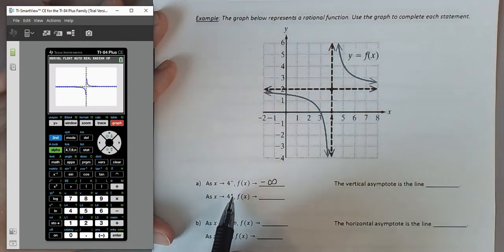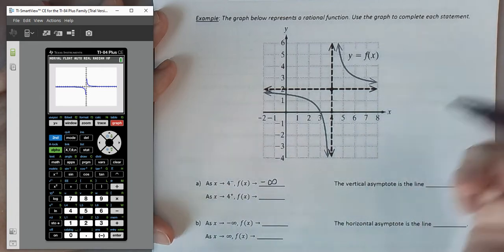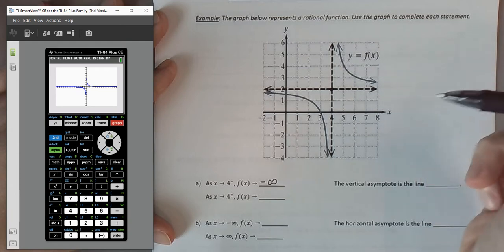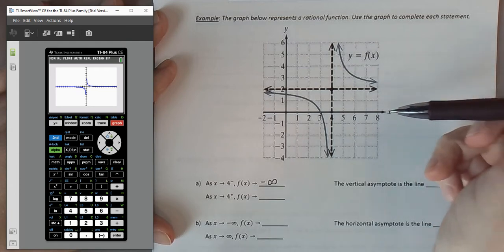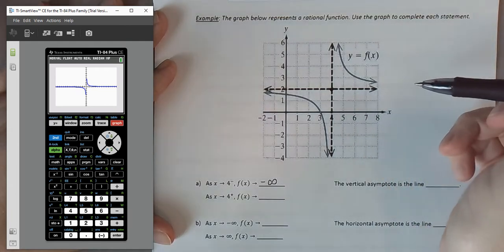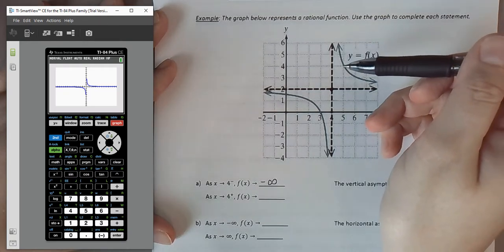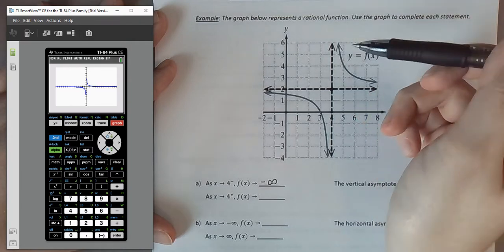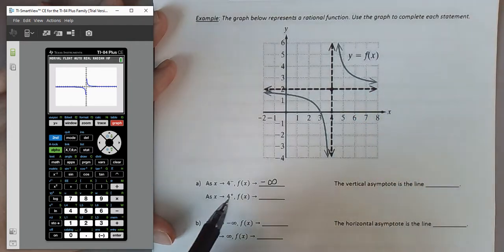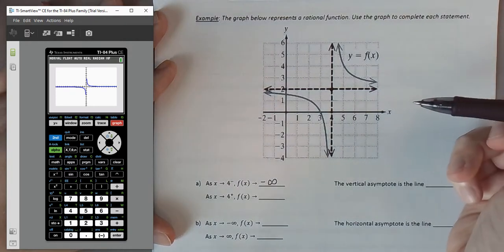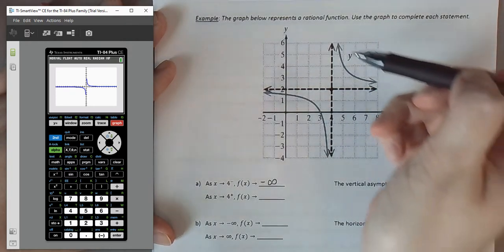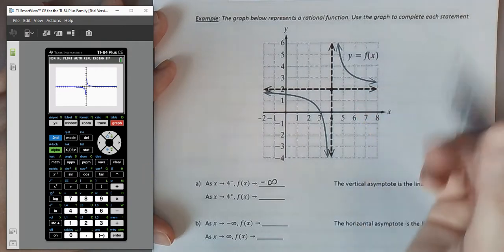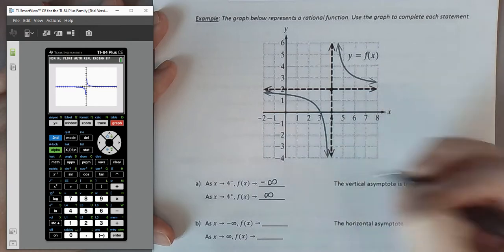Now as x approaches 4 from the positive side, in other words, as we trace the graph going from right to left, starting at big positive numbers going towards 4, what's happening to the function values, the y values? Well, in this case, they're going all the way up to positive infinity. So as x approaches 4 from the positive side, as we get really, really close to 4, f of x is going up towards positive infinity.